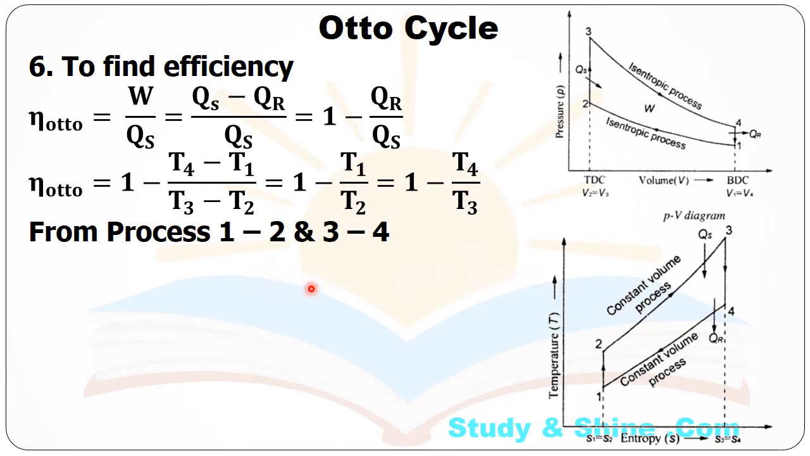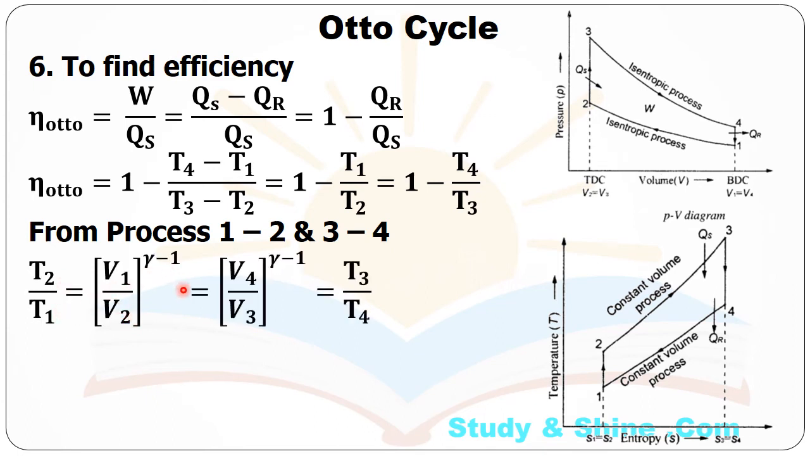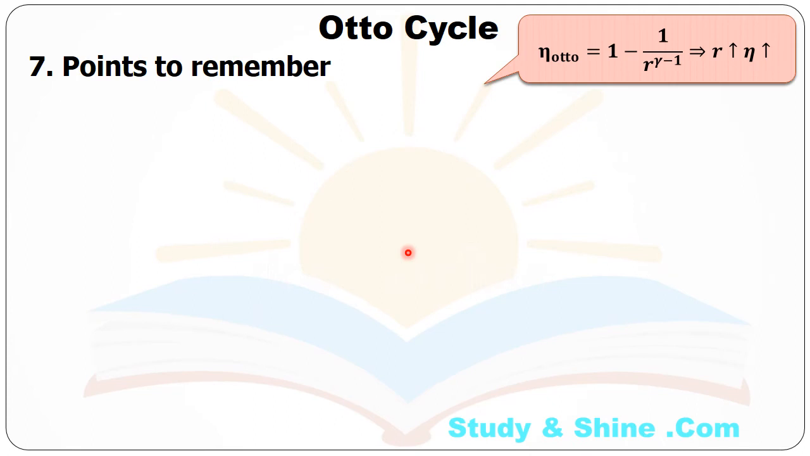From process 1 to 2 and 3 to 4, from TV relation, T V raised to gamma minus 1 equal to constant, we get T2 by T1 equal to V1 by V2 power gamma minus 1, and is equal to V4 by V3 power gamma minus 1, which is equal to T3 by T4, and is equal to r power gamma minus 1. Substituting this value in the efficiency expression, we get eta Otto is equal to 1 minus 1 divided by r power gamma minus 1.